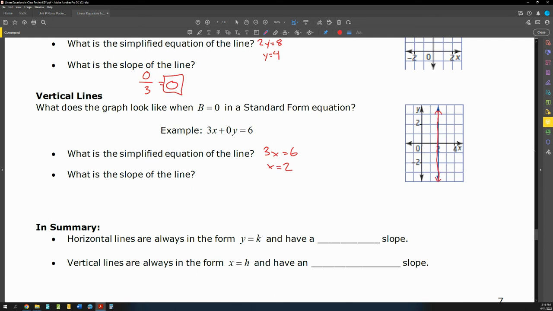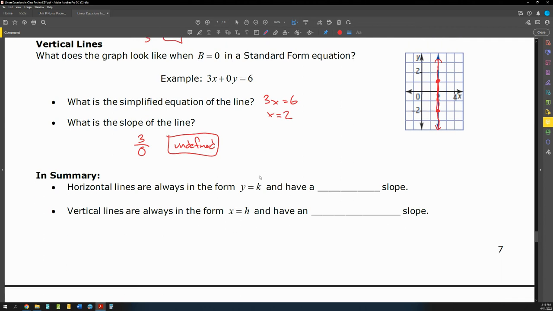Well, change in y over change in x. Well, change in y, if we choose any 2 points on this line, change in y here, we could go like up 3. And then change in x, we're not moving right or left at all. There's no horizontal change. That's 0. Now remember earlier when we had something over 0, we can't divide by 0. The slope of this line is undefined. And that's true for all vertical lines. The slope of vertical lines are undefined.